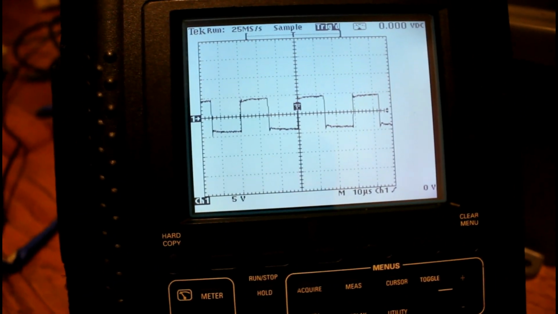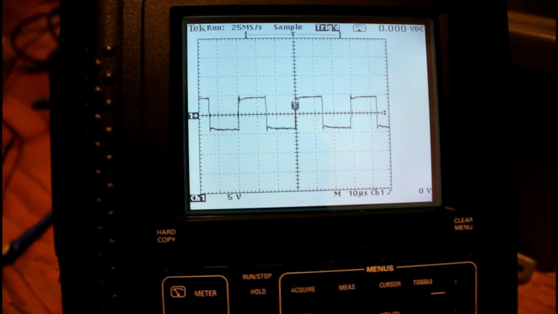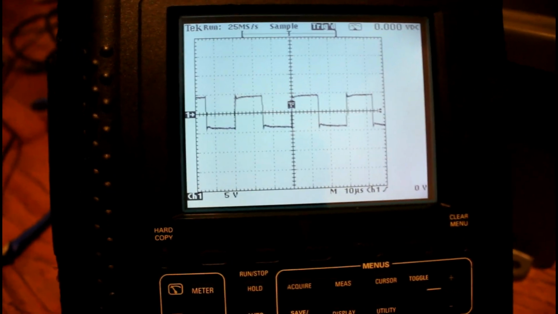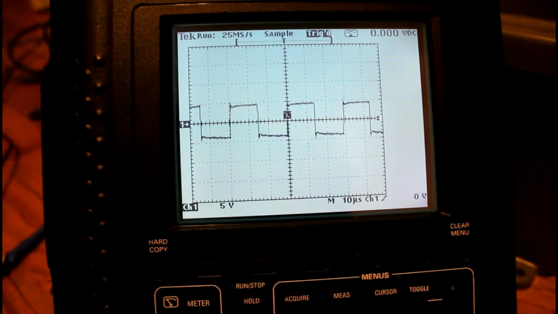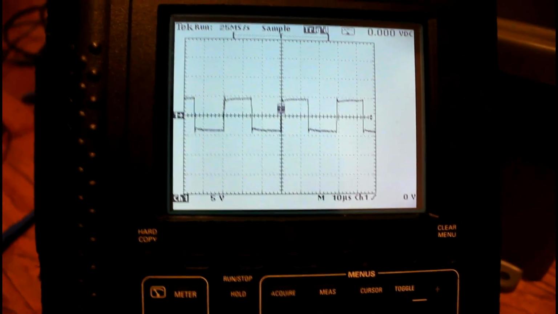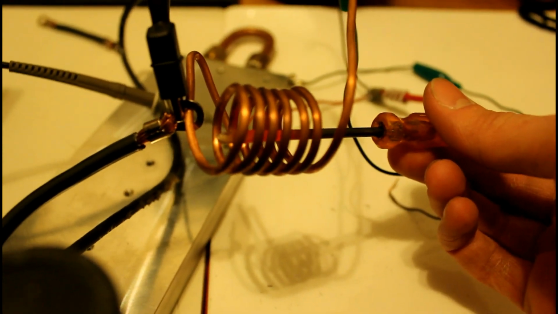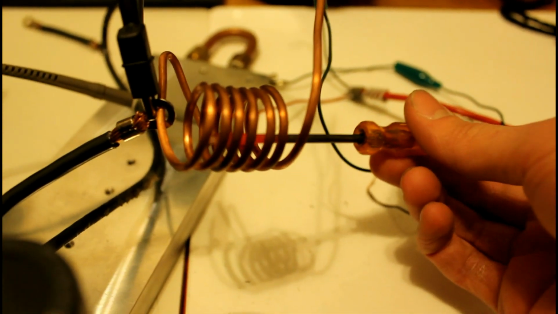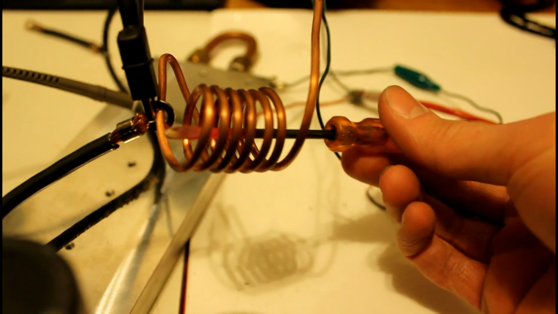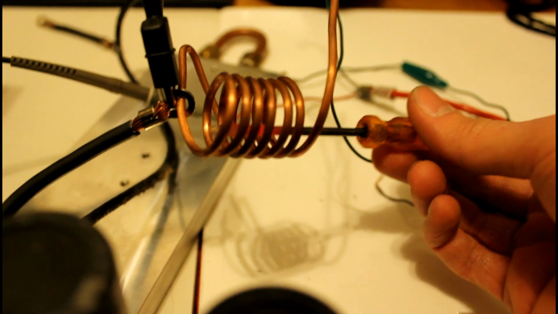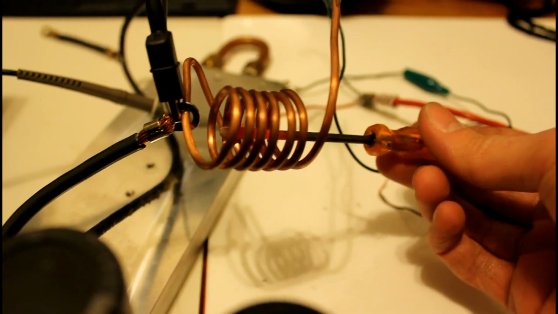So now that we have that running, let's see if we can do something a little more fun with it besides just run the lights. So, there you are.